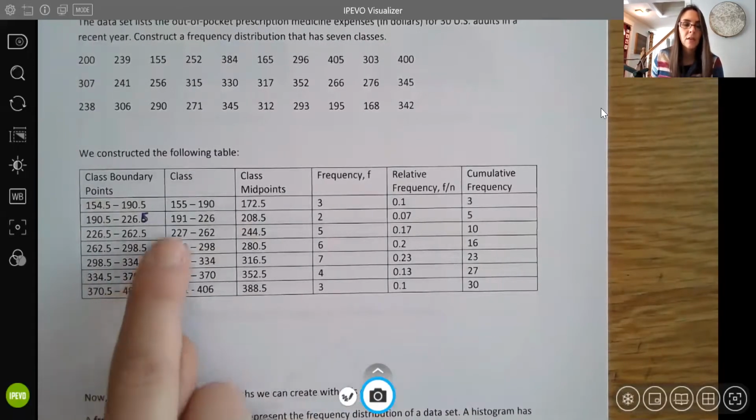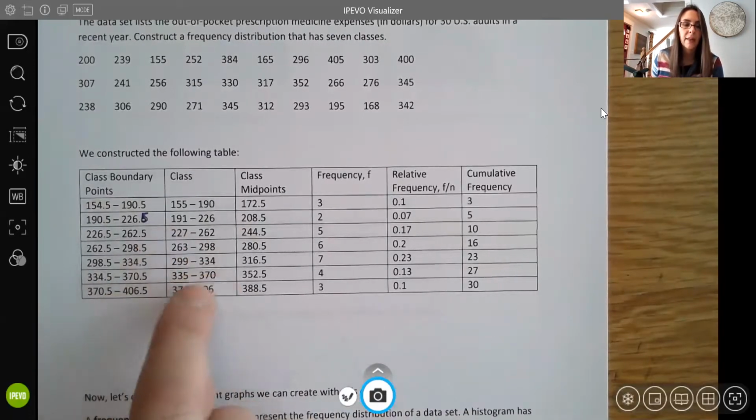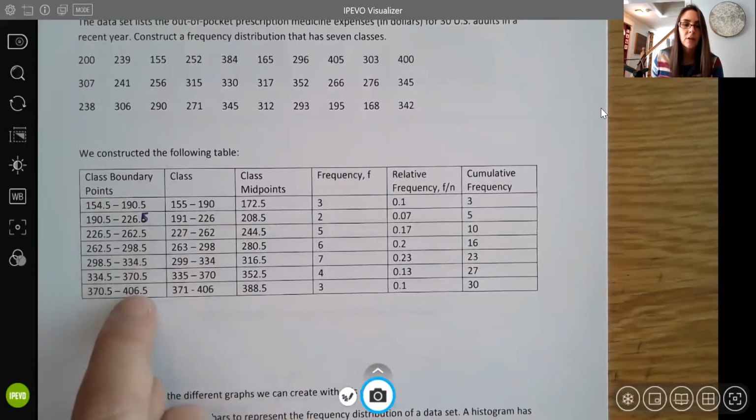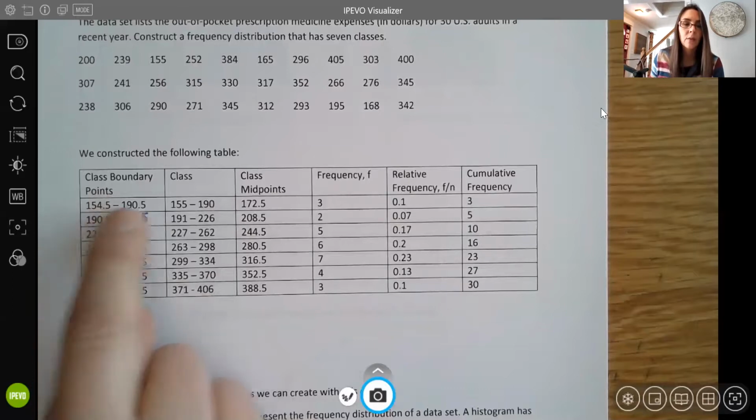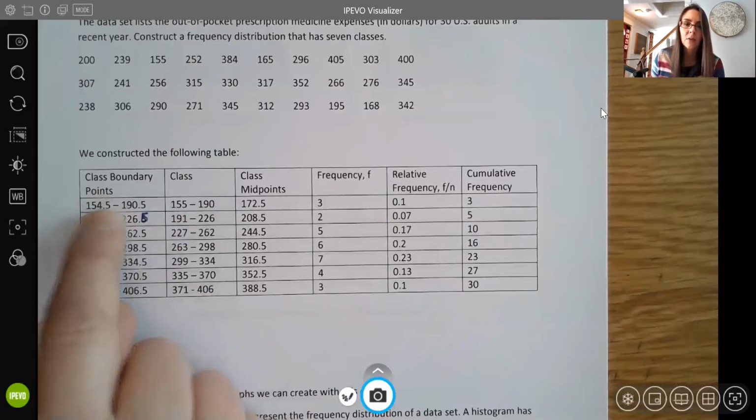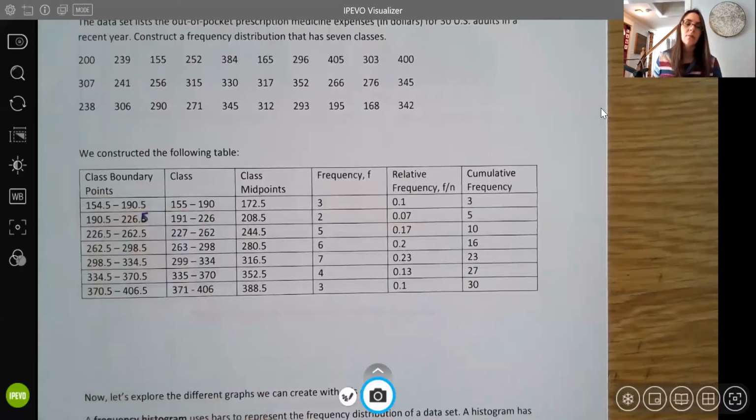So because everything is whole numbers, our boundary points occur at the half points. So your final boundary point is 406.5. And then your beginning boundary would be the 154.5, so half unit below. And this is what we worked on last time.